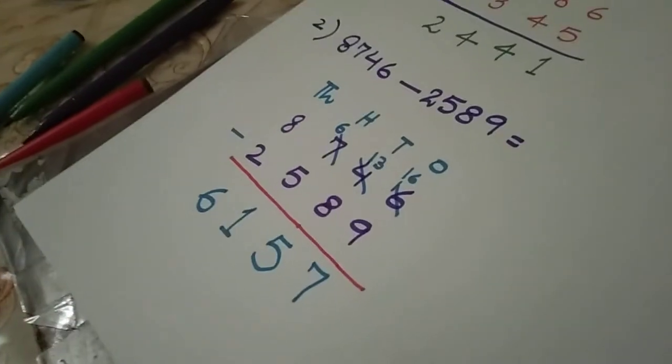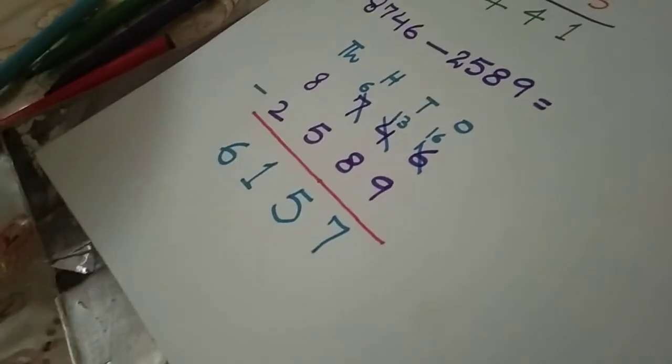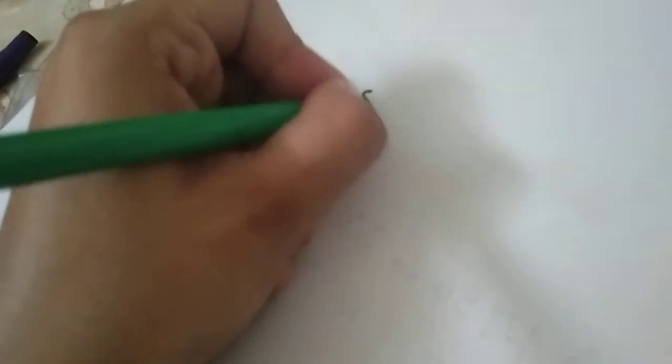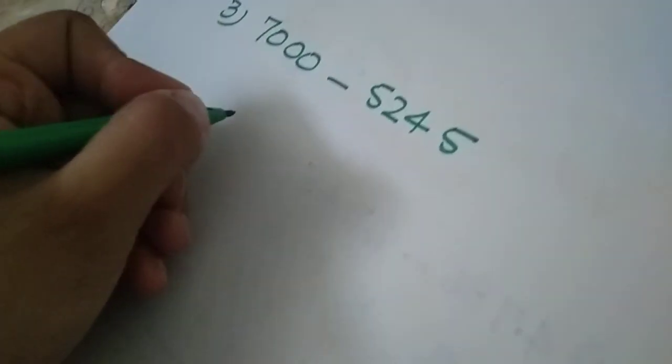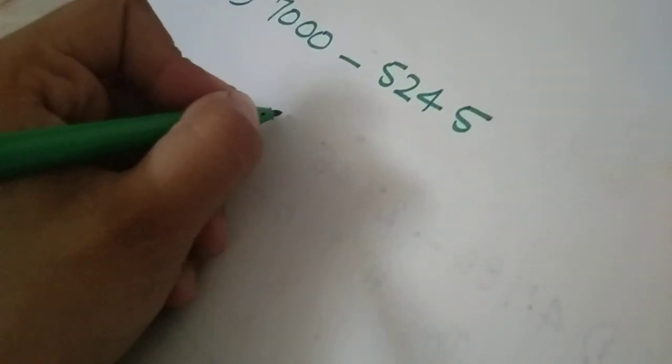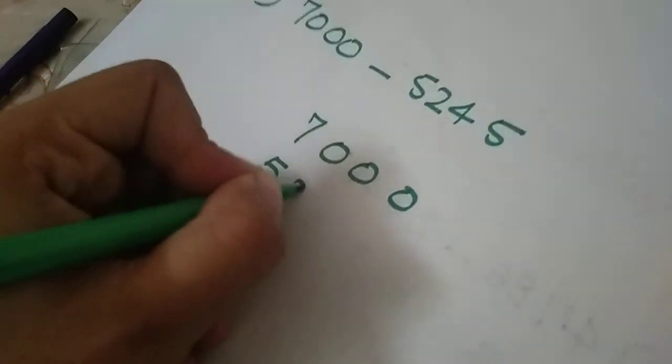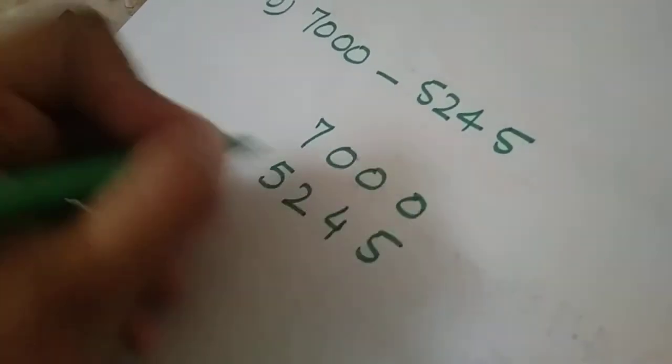So I hope that you have understood it now. I want to give you one more example. This is actually if I have 7,000 minus 5,245. What will it be? It will be 7,000 minus 5,245. First of all, what will I do?